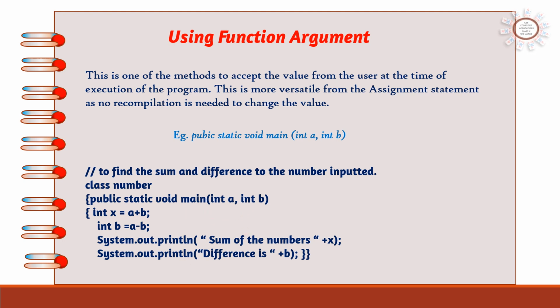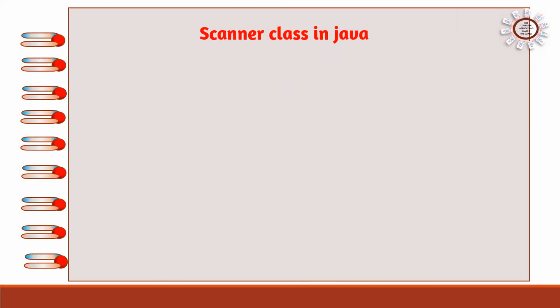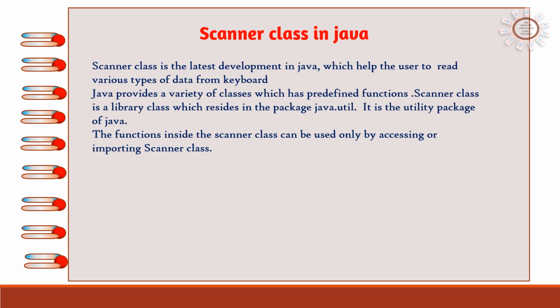So this is more versatile than the assignment statement, as no recompilation has to be done for changing the value. Now we can discuss the Scanner class in Java. The Scanner class is the latest development in Java which helps the user to read various types of data from the keyboard. That means we can read integer numbers, strings, characters, boolean data type, all the different types of data that is typed on the keyboard will be sent to the compiler through the Scanner class.